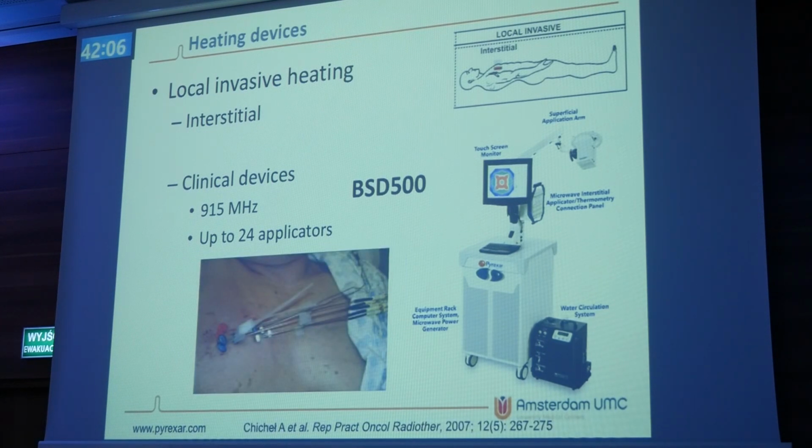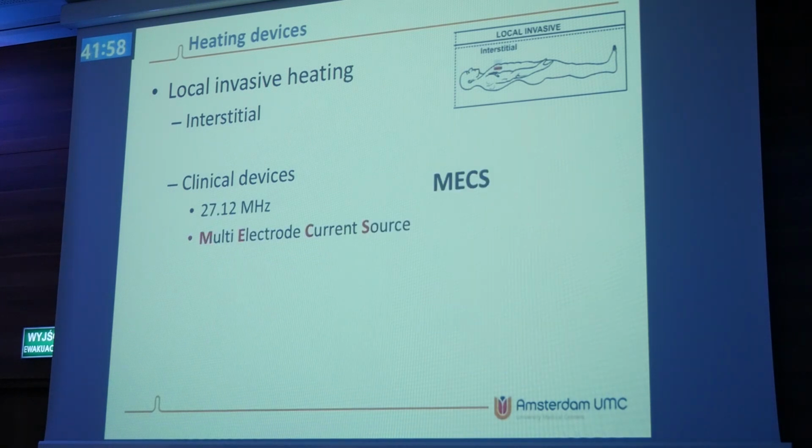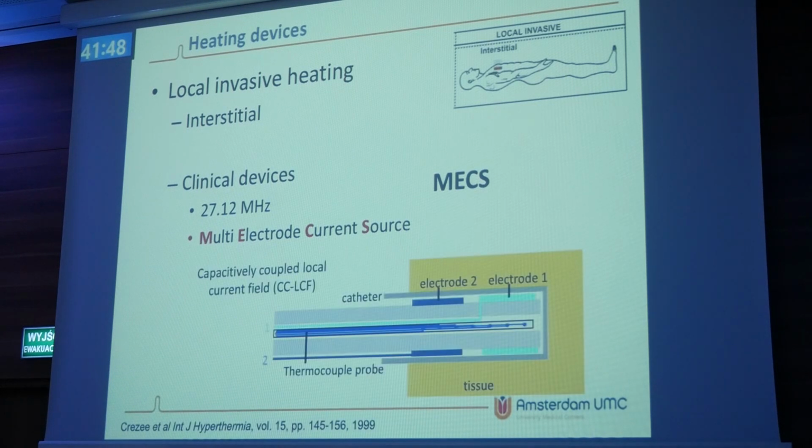And here an example of what an implant looks like. This is of course a more superficially located tumor. A system which I helped to develop earlier on was the multi-electrode current source system. This actually uses not a radiative but a capacitively coupled current source system with multiple electrodes per applicator. In this case, in this schematic view, just 2, but we developed up to 4 per applicator.